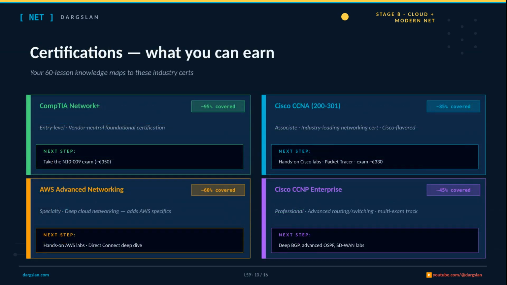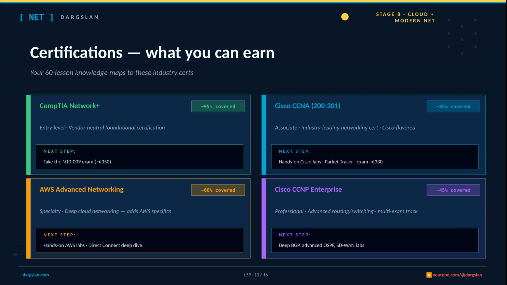And those capabilities map directly onto real credentials. You're sitting at roughly 95% coverage of CompTIA Network+. Effectively exam ready. Just schedule the N10-009. CCNA is around 85%. Add some Packet Tracer reps and Cisco-specific syntax, and you're there.